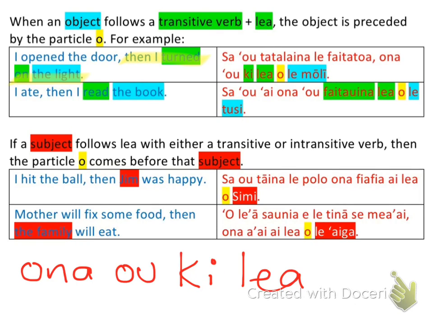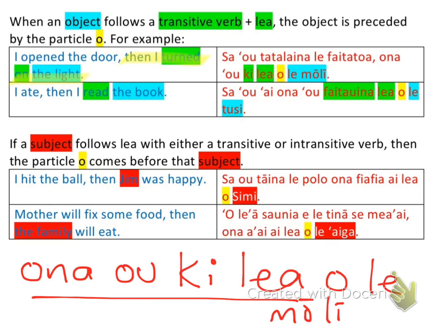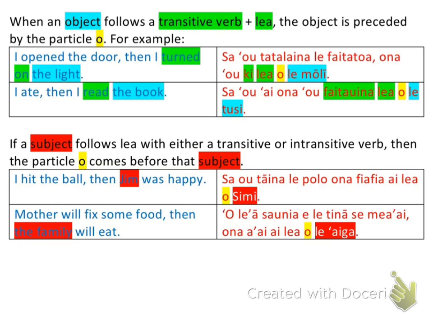all I'm saying is I'm going to have a particle o right here, okay? And then the object comes next, le moli, okay? Moli. That's all I'm saying: you do it like you normally do, and then since there's going to be an object, I precede that object with a particle o. Okay? And that's all you need to think of. Okay? So let's move on to the second part. I ate, you should be able to say that, I hope so, by this point in the course, is sa o I. And then you would say, then I read the book.